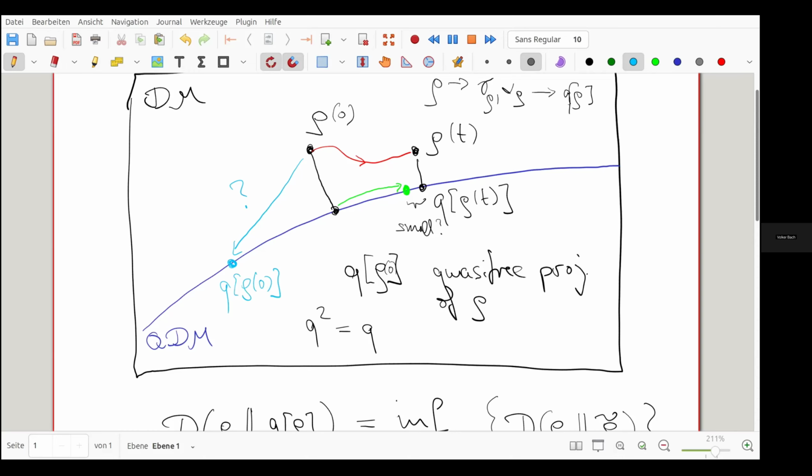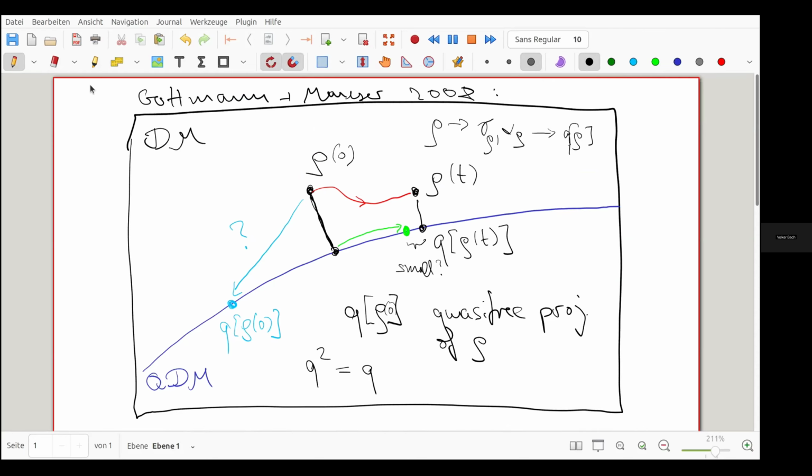If we interpret the length of the black line here, the length of this black segment, to be the relative entropy of the density matrices, then we have to take the point on the blue manifold which is closest to the black point rho of 0. So I think this is a very nice interpretation I'd like to make.